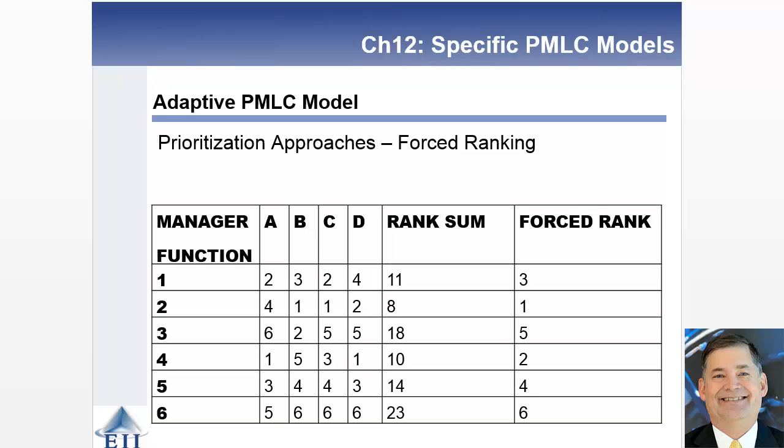So in the forced ranking, what you're doing is you're having your managers come in. You've got several functions, and you're ranking the importance of those. And then based on that ranked sum, you're doing a forced ranking from the highest to the lowest in terms of what those specific scores are.